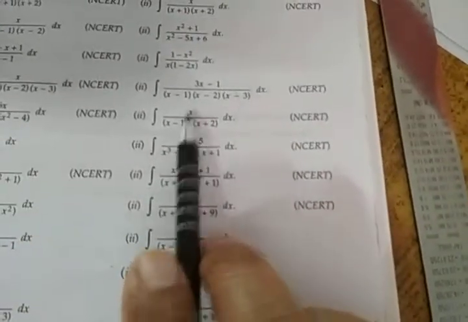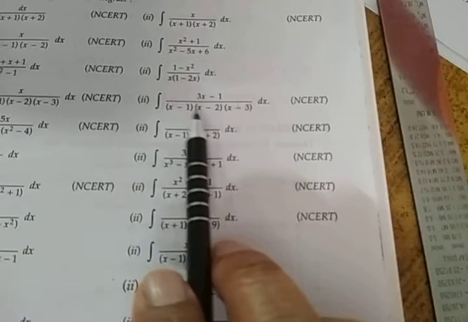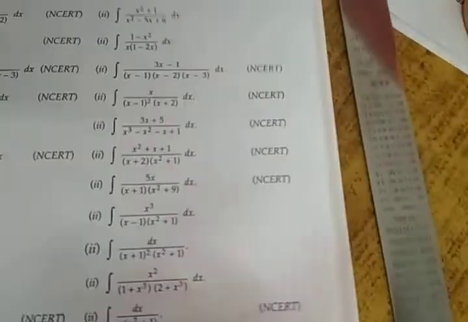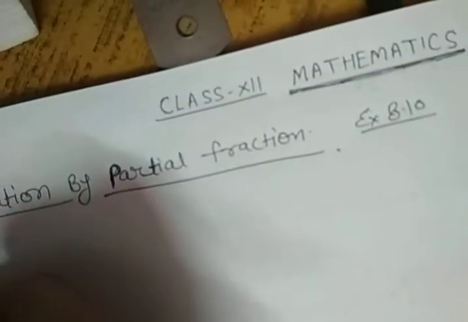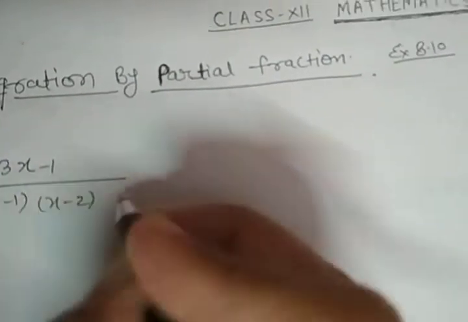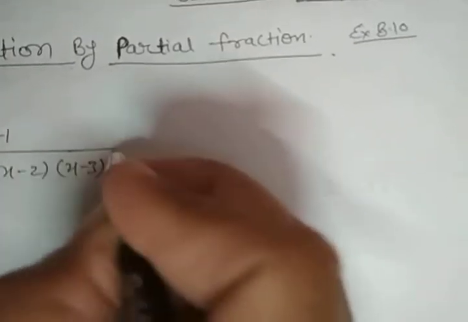So we have to make the part of these fractions. Partial fraction is a part of algebra, and we have to use it to find the integration. Let us take any question. The question is the integration of (3x minus 1) upon (x minus 1)(x minus 2)(x minus 3) dx.